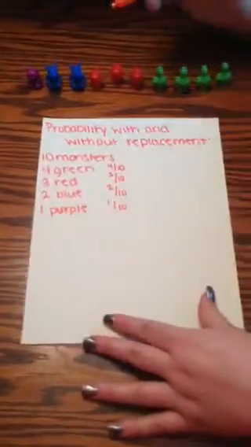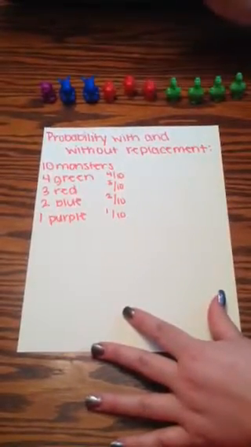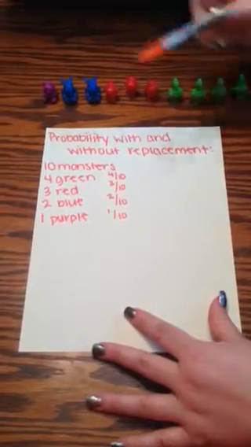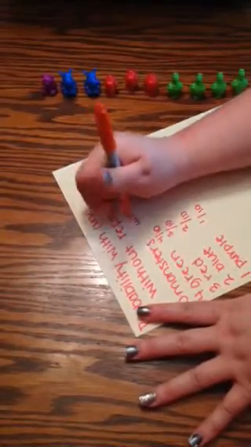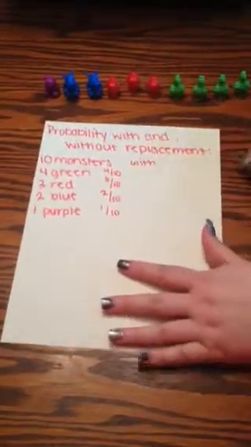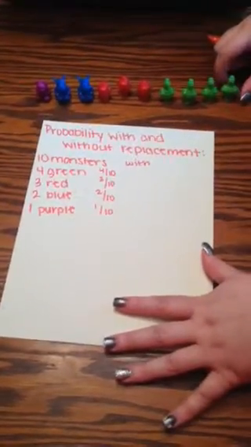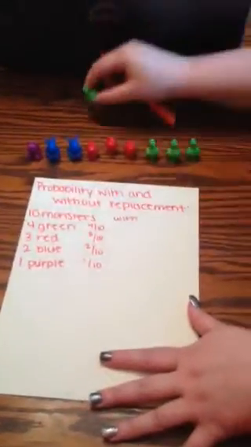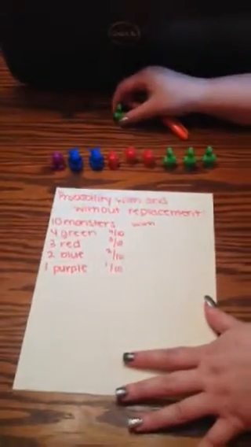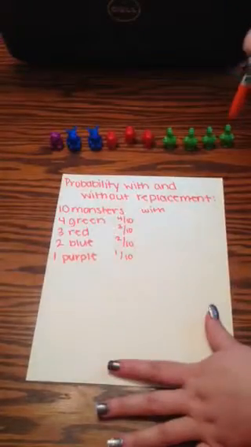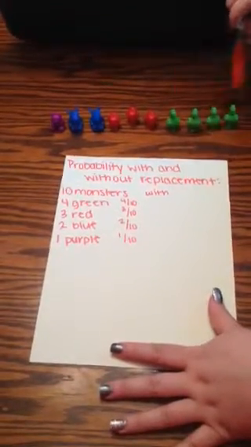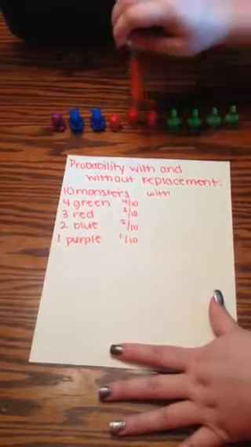Now we're going to see what would happen if we drew one out, what the probability would be if we put it back, and then what the probability would be if we did not put it back. So if we put it back, it would be with replacement. So if we threw these in a bag and took out one of the green ones and set it out to the side and then chose to put it back, the probability would still be 4 out of 10.